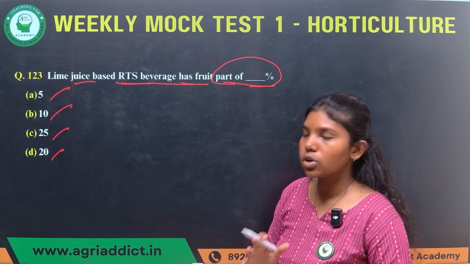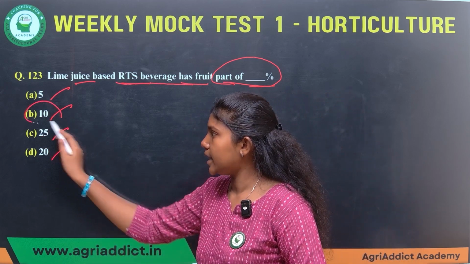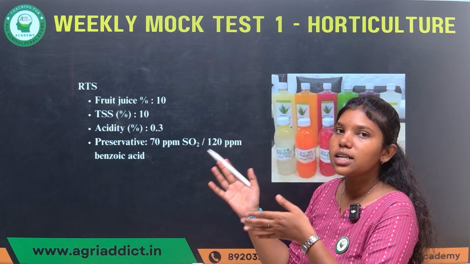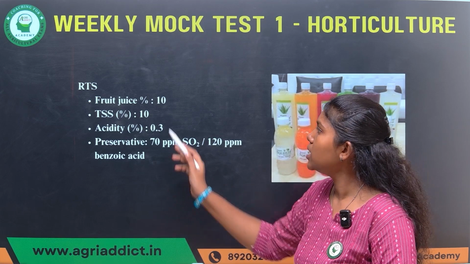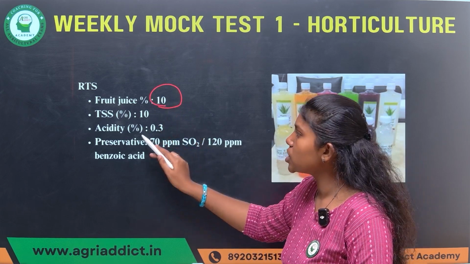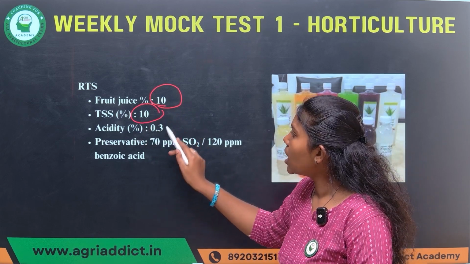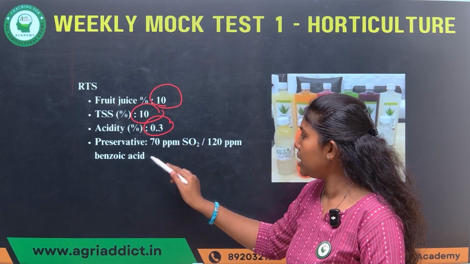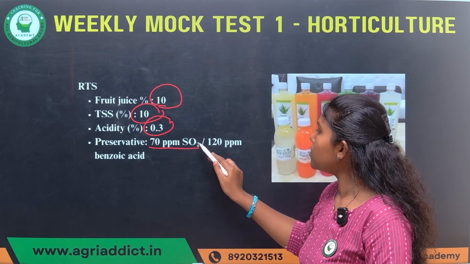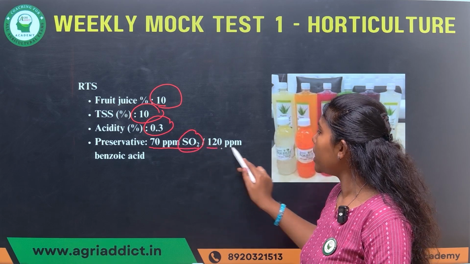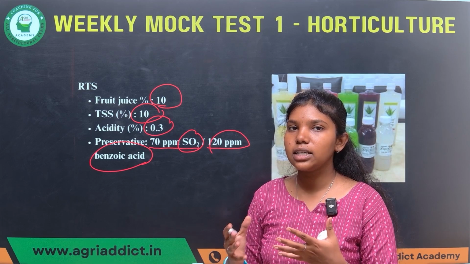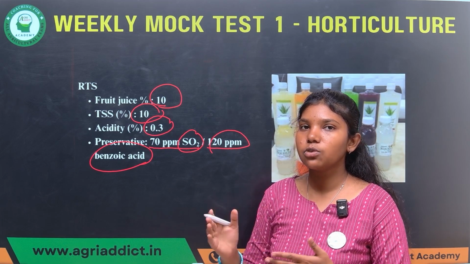The answer for this question is 10. As I mentioned, this is the standard for RTS. RTS, that is ready to serve beverage, should contain 10% of fruit juice, 10% TSS, 0.3% acidity, and the preservative present in it should be 70 ppm when it comes to SO2 or 120 ppm benzoic acid. These are the standards set for RTS to be considered as ready to serve beverage.